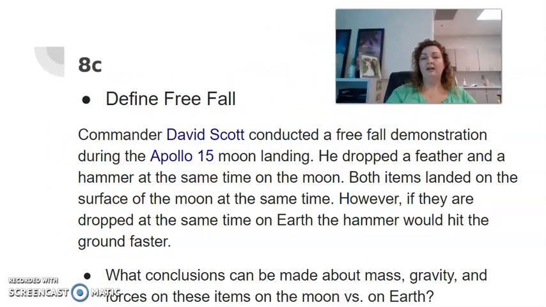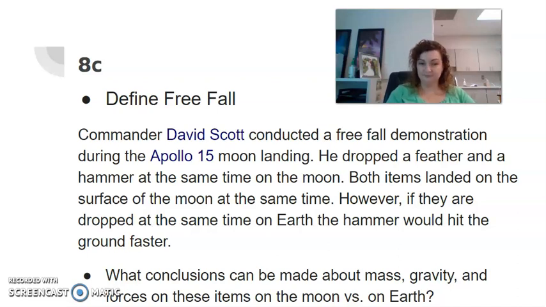Moving on, you guys see this on your paper. So it's defining free fall. It says Commander David Scott conducted a free fall demonstration during the Apollo 15 moon landing. He dropped a feather and a hammer at the same time on the moon. Both items landed on the surface of the moon at the same time.